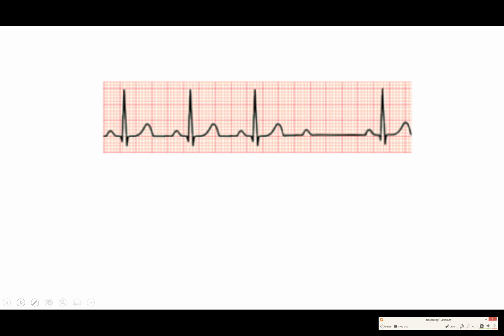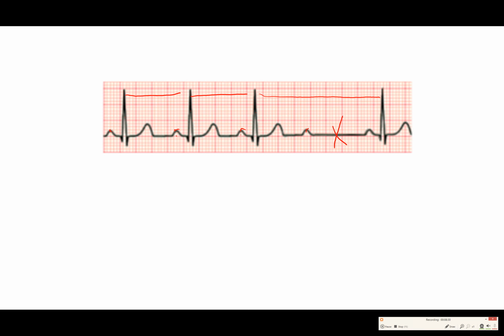Okay, let's look at this rhythm strip. Is it regular or irregular? That's our first question. These two look pretty similar, but obviously this one is way longer. So we're going to say this is irregular. Are there P waves? Sure seems to be P waves. Is there a QRS following each P wave? This P wave has a QRS, this P wave has a QRS, this P wave has a QRS. This P wave, nothing. Should be a QRS, but it's gone.